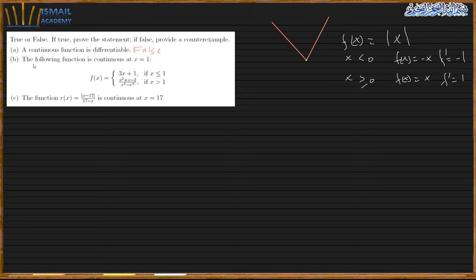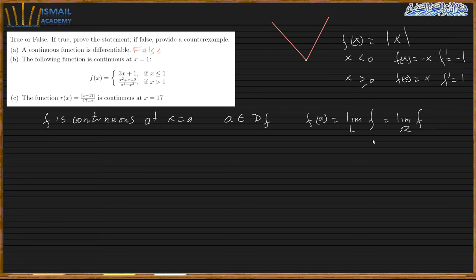Alright, for the second one, the following function is continuous at x equal 1. Is it true or false? I don't know, so I need to apply the definition of continuity. What is the definition of continuity? It must be defined, and the right limit and the left limit are equal. It must be defined, that means it's in the domain. If it's not in the domain, I don't need to talk about continuity. So, for example, f is continuous at x equal a, so a must be part of the domain of the function, and f of a exists and is equal to the left limit and the right limit.